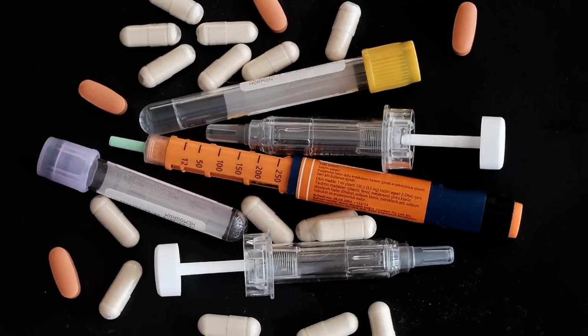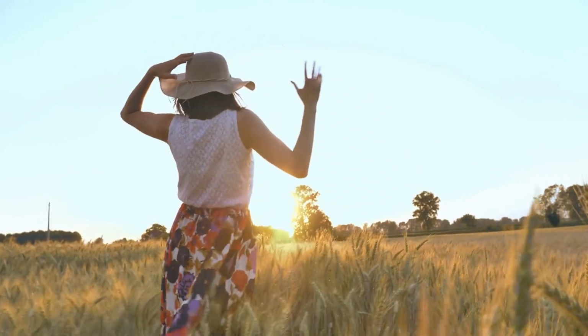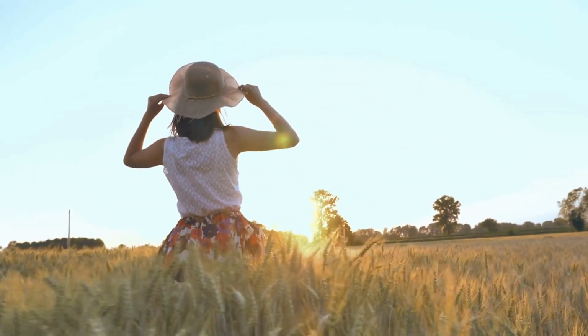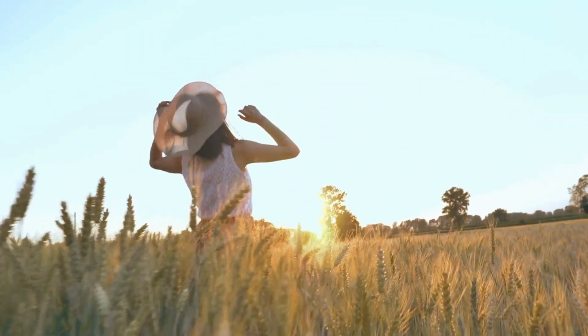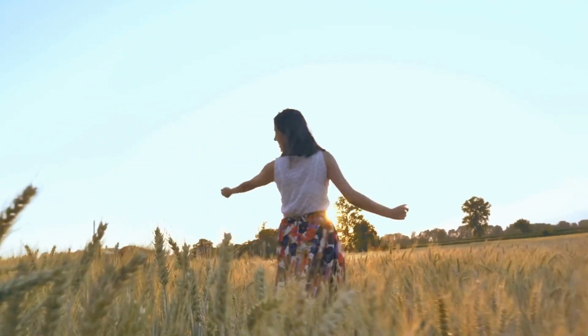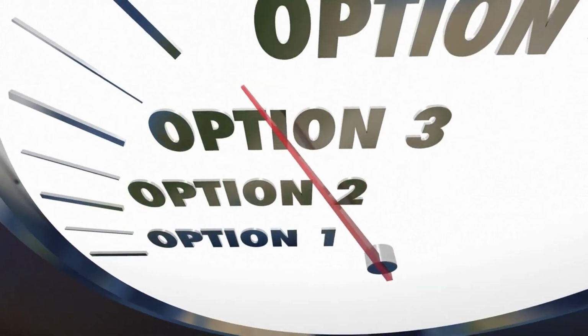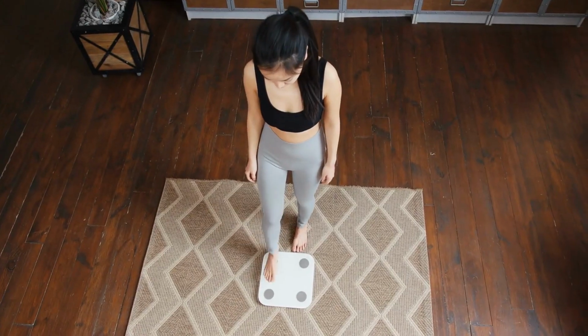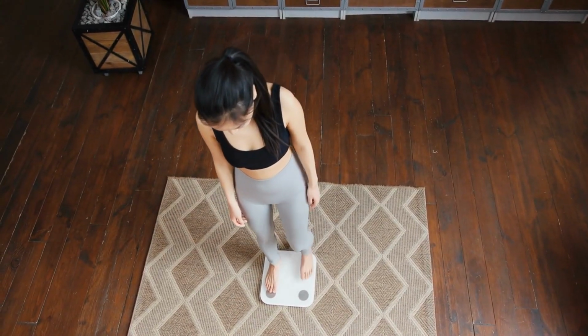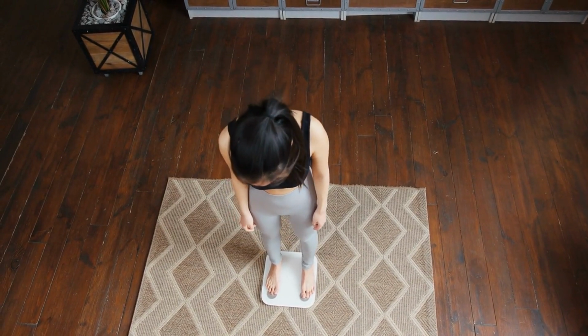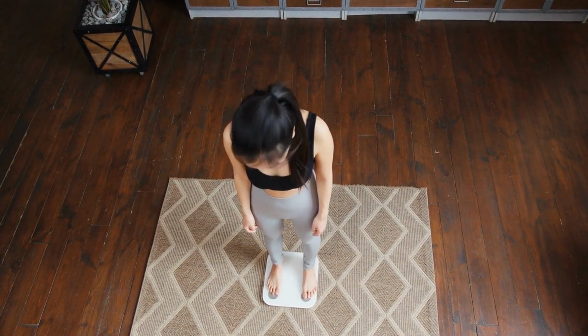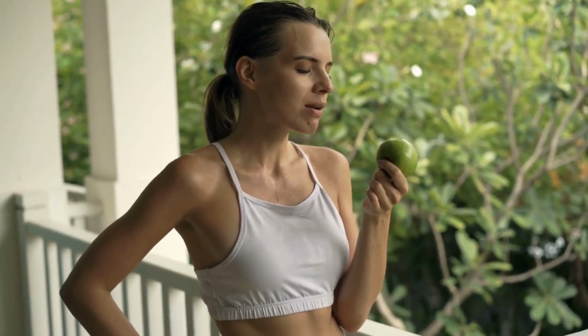Insulin resistance treatment. The treatment of insulin resistance typically involves lifestyle changes and, in some cases, medication. Here are some of the most common treatment options for insulin resistance. 1. Weight loss. Losing weight, particularly around the waistline, can improve insulin sensitivity and lower blood glucose levels. This can be achieved through a combination of diet and exercise.